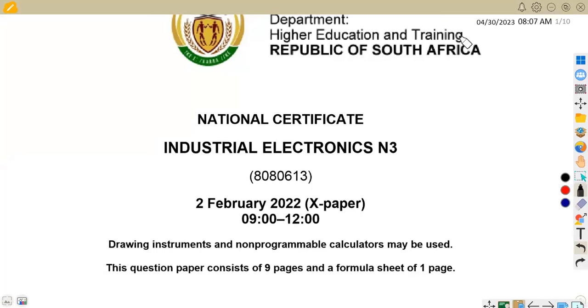In this platform, we shall be having a revision from the question paper, which was written in February 2022. So we are going to have a full paper worked out for this part.